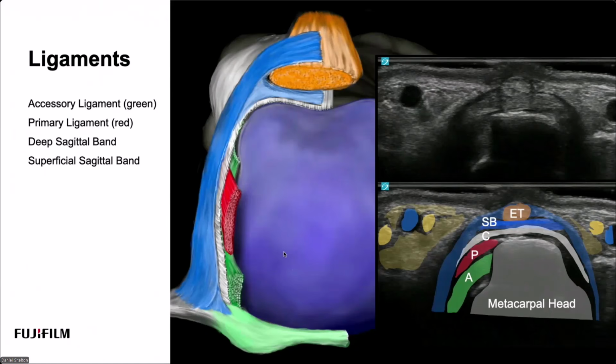Here it is in cross section at the distal part of the MCP joint. This is the distal metacarpal head here. We've got the extensor tendon. We've got an illustration of the sagittal band here, superficial sagittal band, deep sagittal band, and their fibers that come out between the interdigital spaces. Below that, we have a joint capsule. Below that, we have a primary collateral ligament and then an accessory collateral ligament that contributes to this network of the palmar plate.